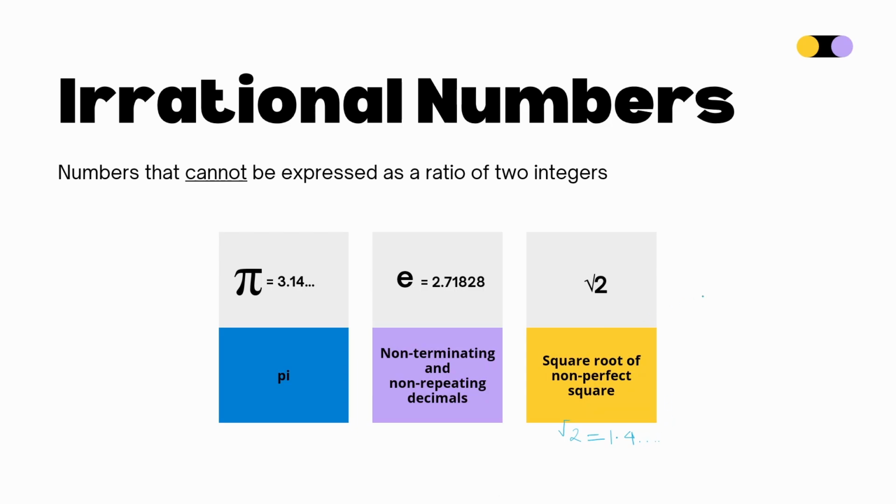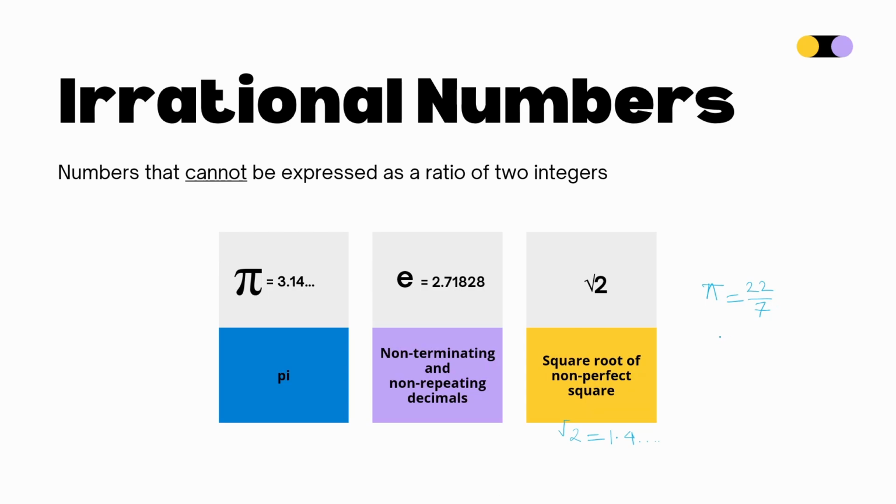Similarly, one more famous irrational number is pi. Pi can be expressed as 22 by 7, but that is not the real value of pi.